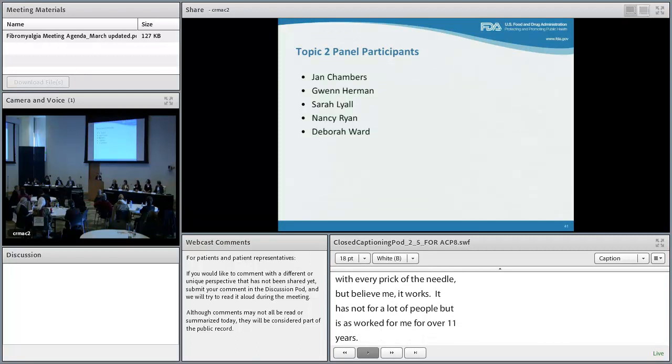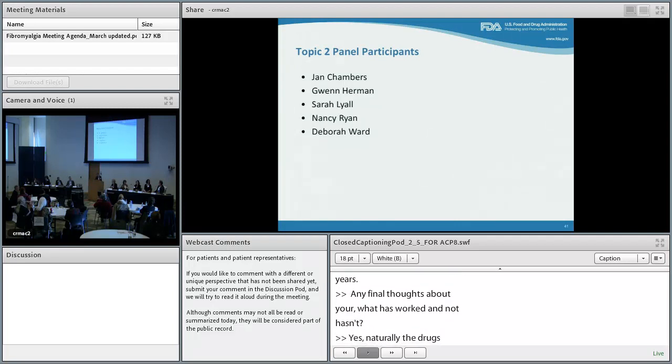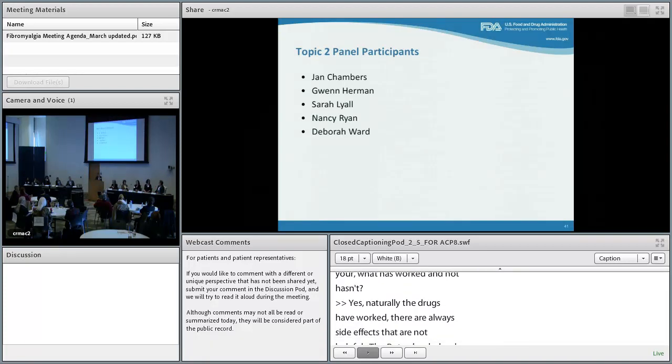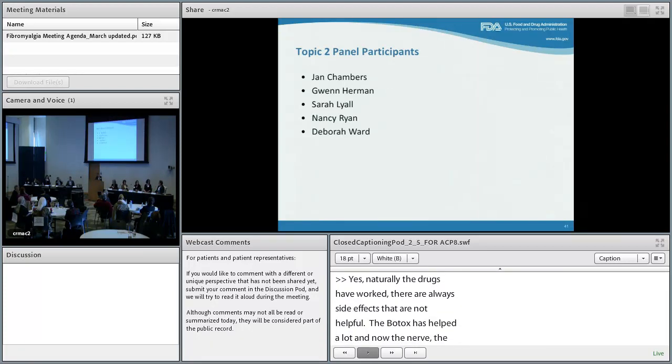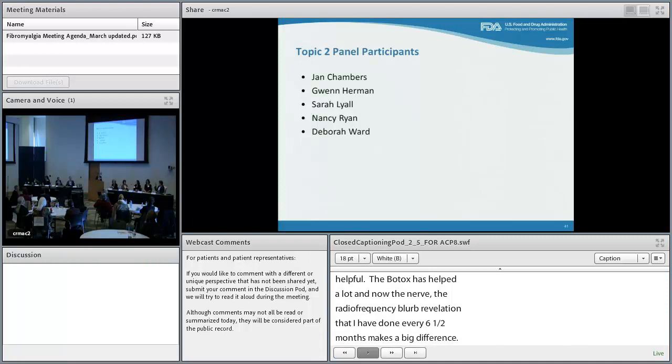Any final thoughts about what's worked and what hasn't? Yes, naturally the drugs have worked. There are always those side effects that are not helpful. The Botox has helped a lot, and now the radiofrequency nerve ablation that I have done every 6.5 months makes a big difference in coordination now with the, there we go, brain fog.